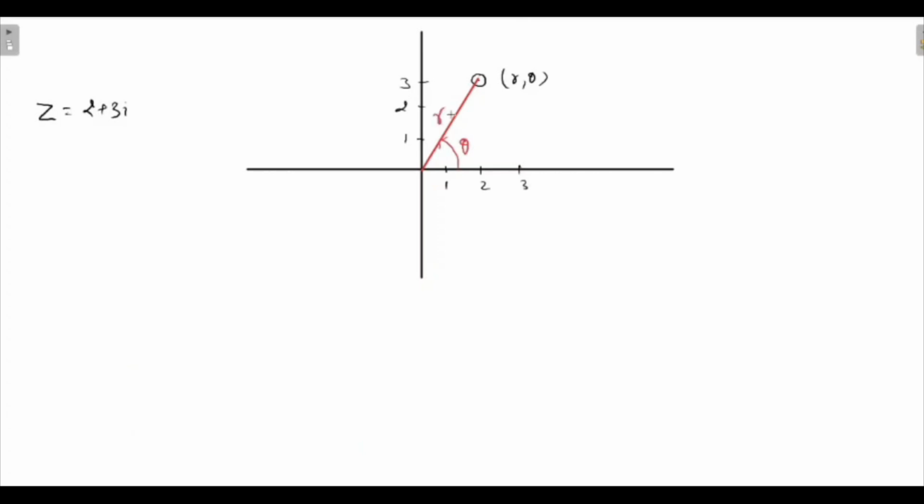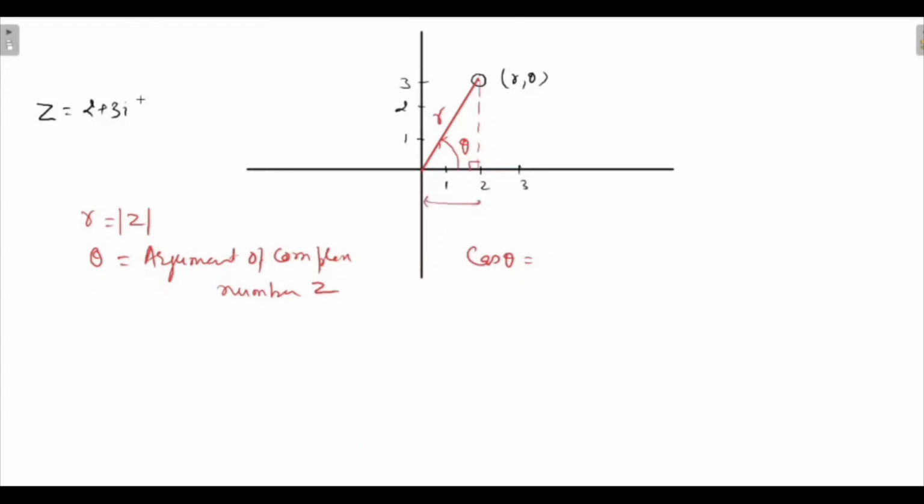So basically r is nothing but mod of z. Theta is the angle. Theta is also called the argument of complex number z. And theta is basically what? If you are just going to drop a perpendicular from here, like this, then cos theta is going to be equal to what? You've got this part, right?